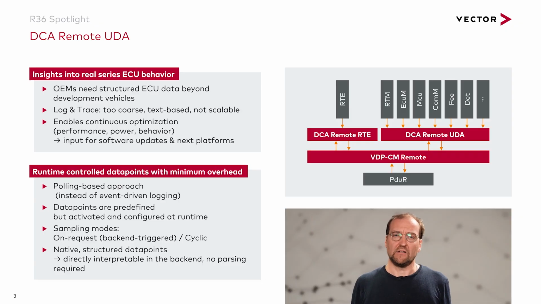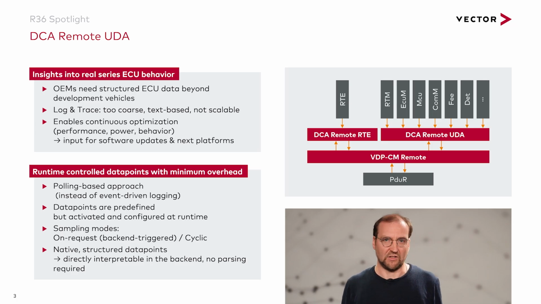So how does that work? Technically, the approach is polling-based. All potential data points are defined upfront, but they are activated and configured dynamically at runtime, either cyclically or on request from the backend. The key difference to log and trace is the data itself. We collect native structured data points, not free text logs that need post-processing or interpretation.